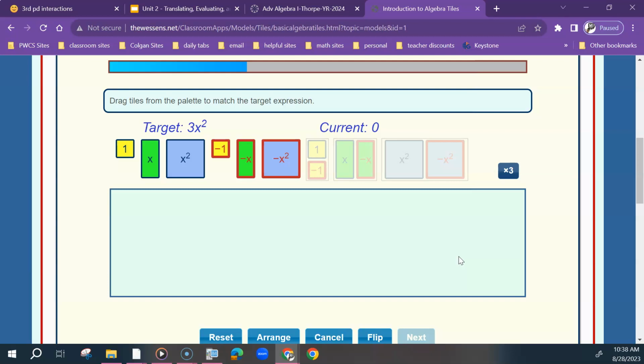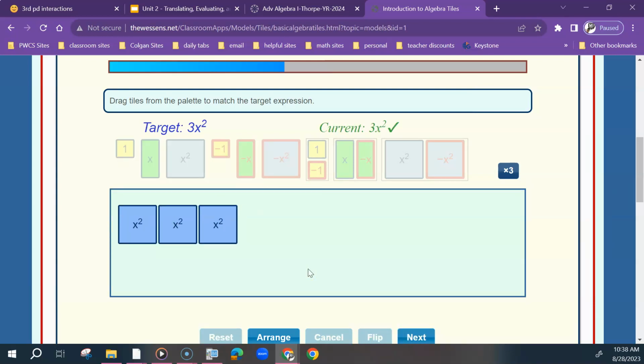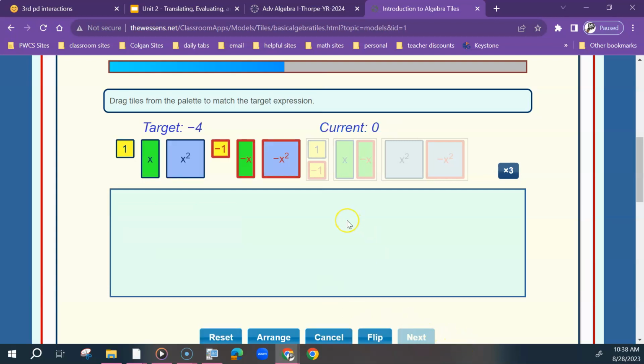3x squared. 3 of the big squares, yes. Right? -4, how would we model that? 4 tiny squares, but on the negative side, so they need to be red.